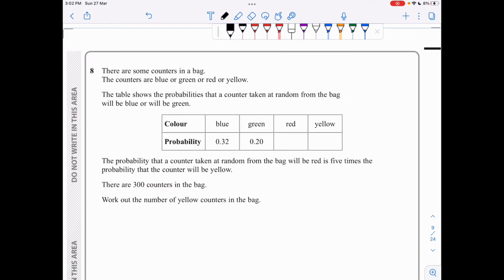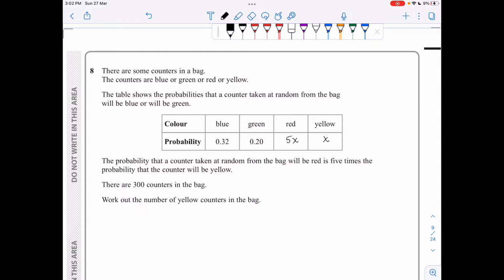In question 8, we've got some counters in a bag. The table shows the probability that the counter taken at random will be blue or will be green. It could also be red or yellow. And additionally, we are told that the probability that the counter taken at random will be red is 5 times the probability that the counter will be yellow. So that means that if I put an X for yellow, I should be putting a 5X for red.